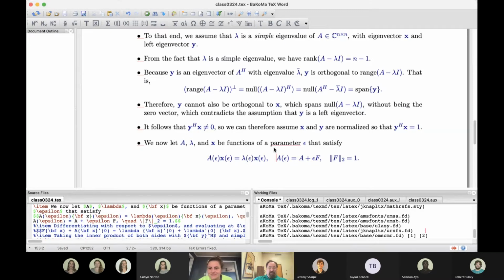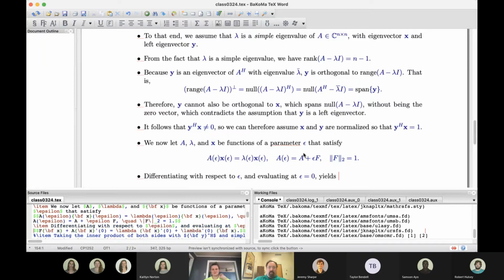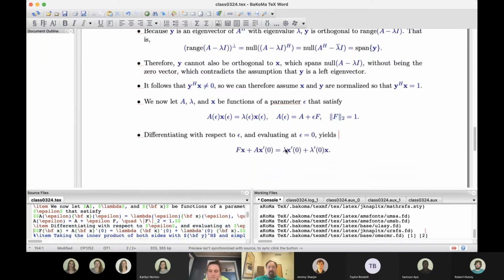So if I take the derivative of this equation with respect to epsilon, that would require the product rule, and then I evaluate at epsilon equals 0. So a derivative of A of epsilon would just be F, and then I have x of 0, which is just x. And then for the other part of the product rule, I have A times x prime, which is unknown at this point. And then I take a derivative of the right side that also requires a product rule.